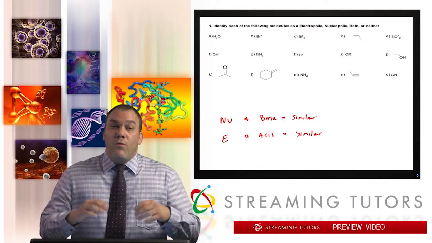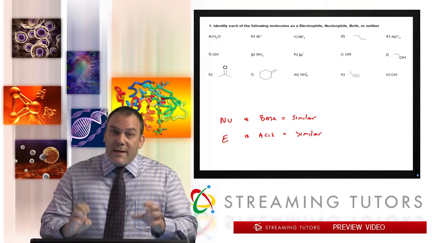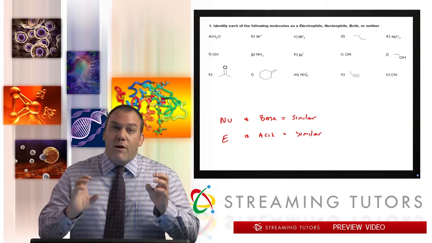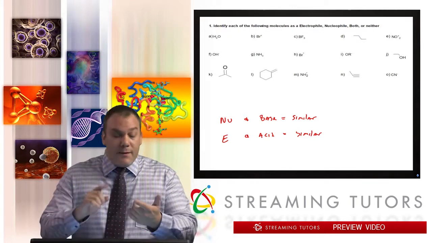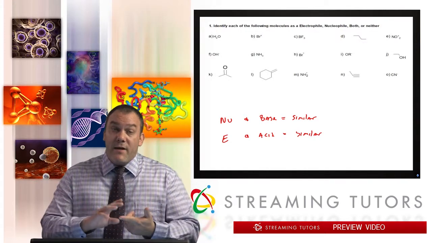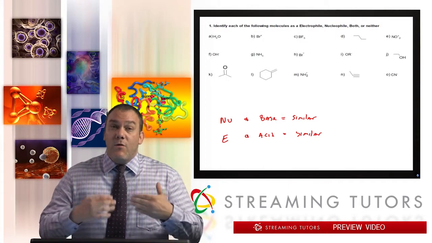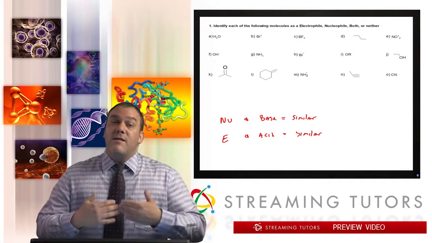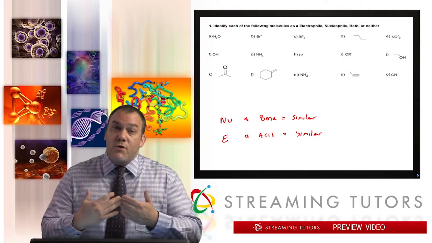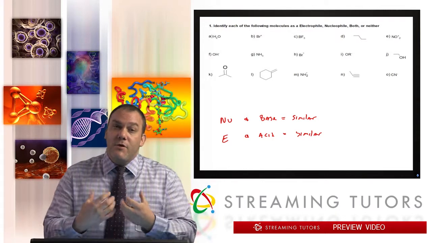But here's the thing. So what's the common ground? A base and a nucleophile, they both require a lone pair. It doesn't have to be negative. It's better if it is, but it doesn't have to be. So if an atom has a lone pair, it's going to be able to donate electrons. It's going to be a nucleophile. It's looking for the positive, the nucleus.